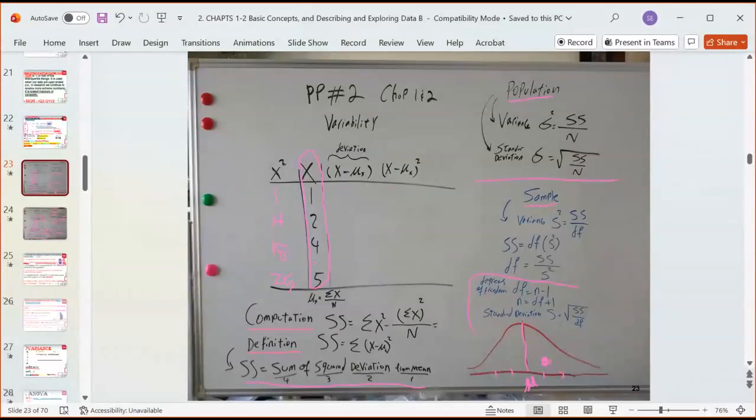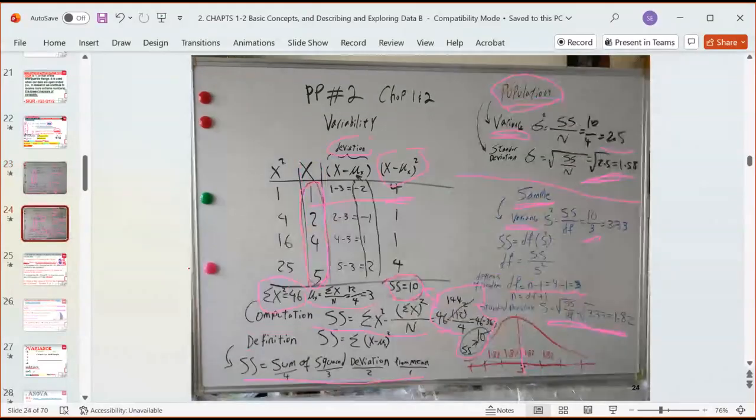Sum of x is 12. So you square that, which is 144, divided by n. N is the number of participants. So that would be 10.